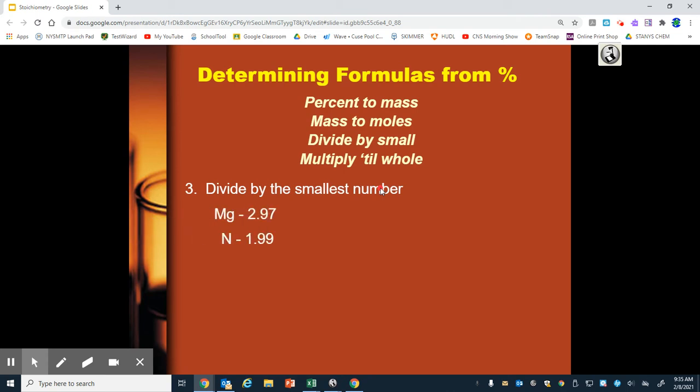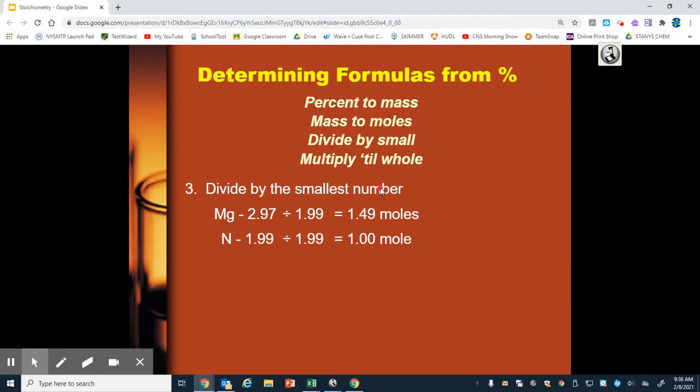All right, magnesium and nitrogen. These are the numbers I had from the previous slide. You're going to divide them both by 1.99. The nice thing about this is one of them is always going to be the number 1. So in this case for nitrogen, it's going to be 1. And for magnesium, it's going to be 1.49 moles. And the nitrogen is going to be 1.00 moles or 1 mole. So I rounded these both to 3 digits.